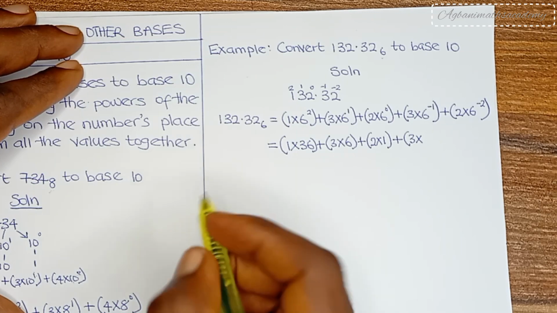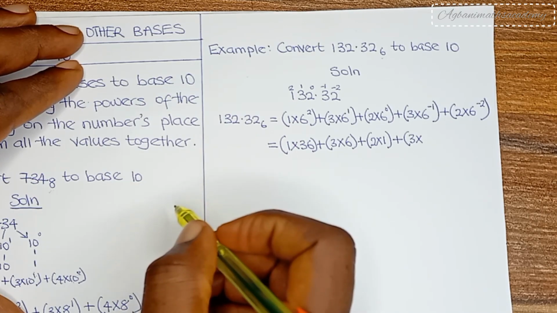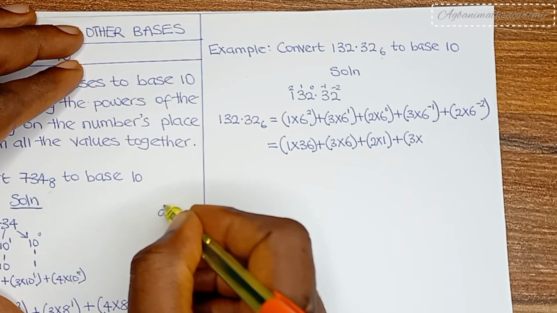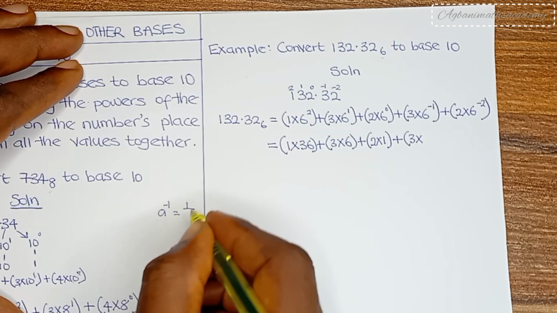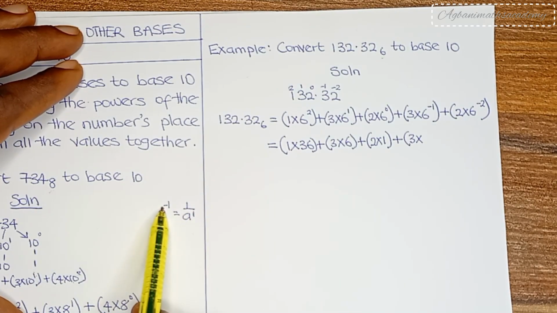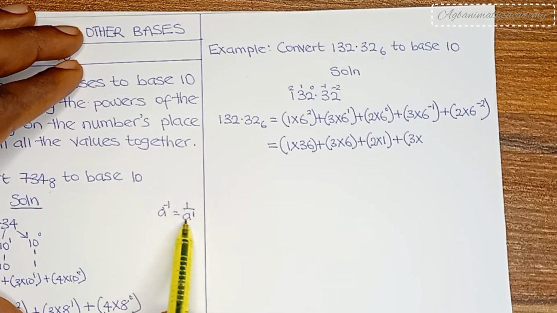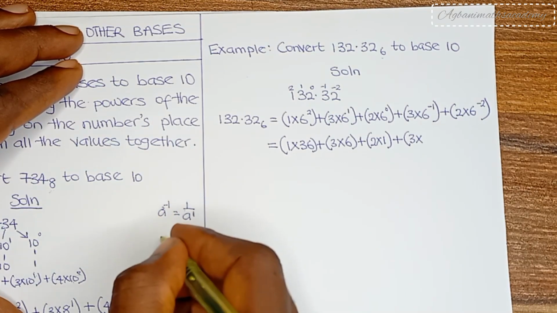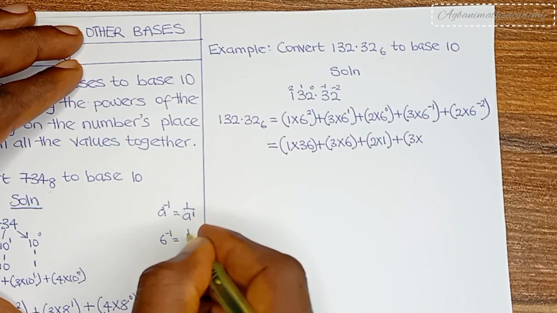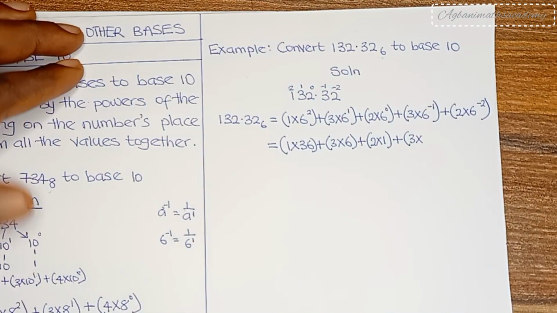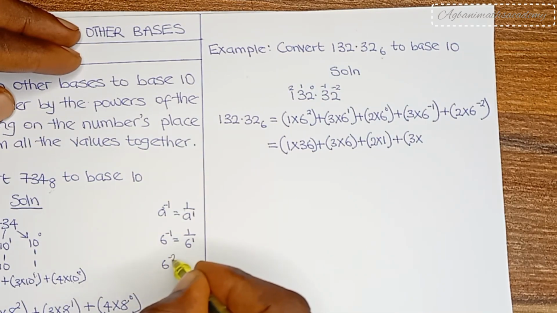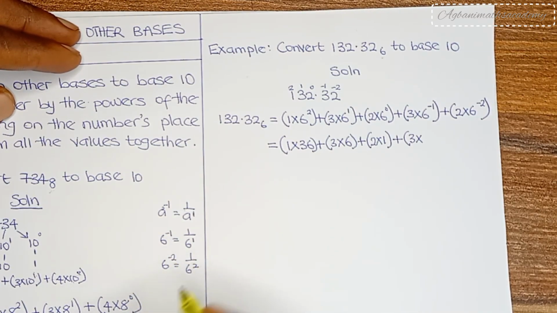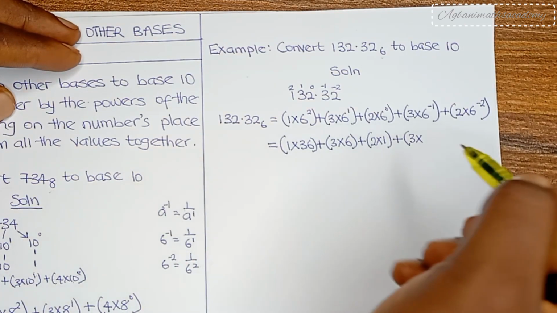Using the law of indices, any value to the power of negative is the inverse of that value. So if we have a to the power of -1, in order to eliminate this -1, you simply write 1 all over a to the power of 1. So this minus sign means inverse of a value. To remove this minus sign, we simply write 1 all over that value we have here. So 6 to the power of -1 is equal to 1 all over 6 to the power of 1. Removing this -1 just means 1 all over. 6 to the power of -2 is equal to 1 all over 6 to the power of 2. Hope that is understood.